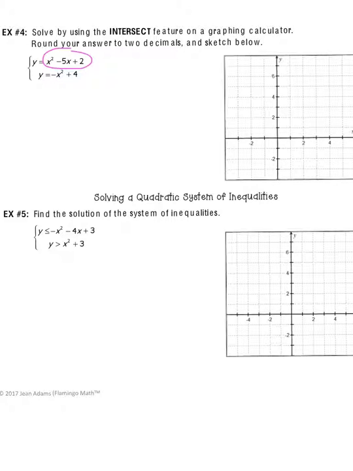I'm going to have a point at the y-intercept of 2, and about halfway between 0 and 1. I'm just estimating. And then about right about here, give or take. And then a little past the 4. So this pink one is going to look like this.